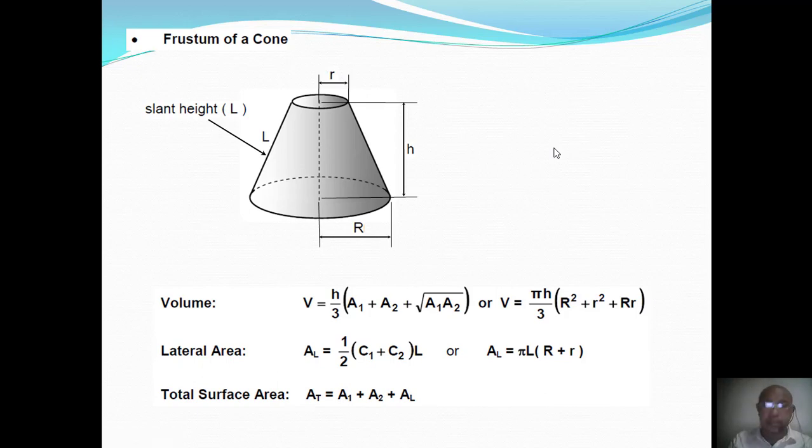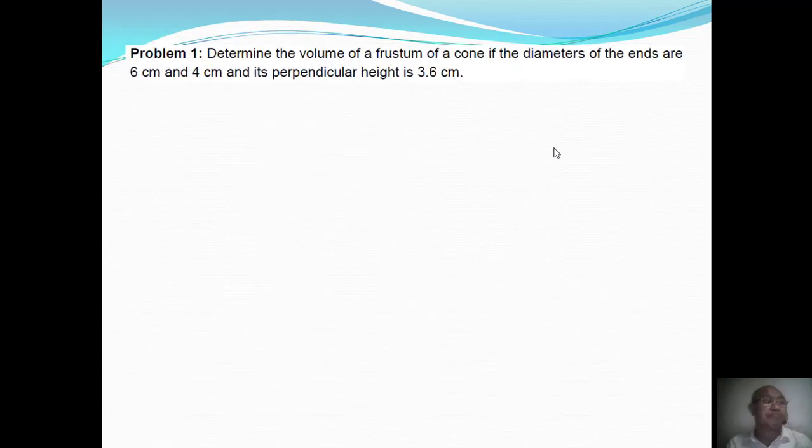Okay, so we can have a problem here. Determine the volume of a frustum of a cone if the diameters of the ends are 6 cm and 4 cm and its perpendicular height is 3.6 centimeters. I think this is direct substitution to the formula, no? So we can have the radius, small r equal to 2. Radius 6 and 4, so radius 2 and 3.